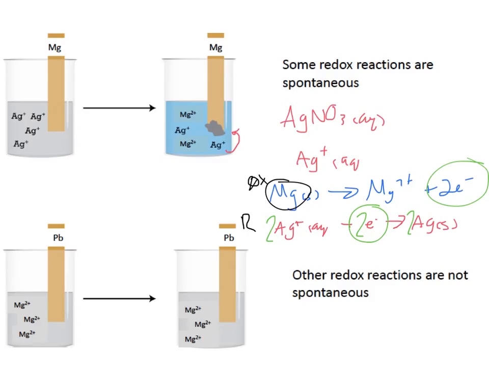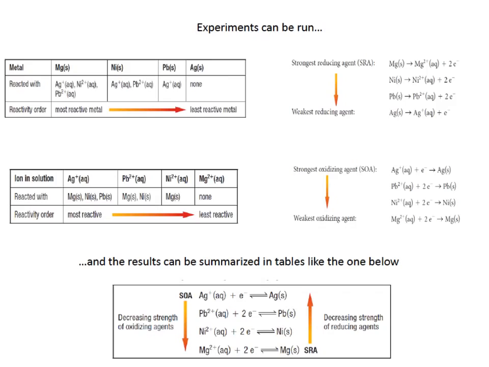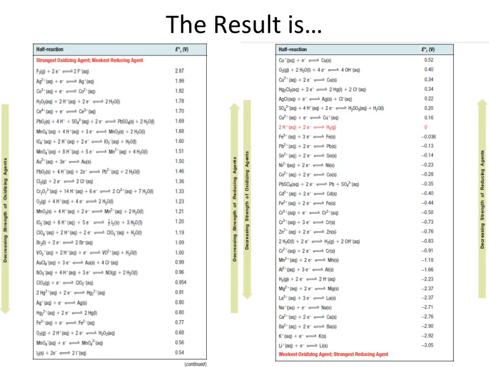But in the case of putting lead in Mg2+, for example, we see that no reaction happened. This has to do with how readily something wants to be reduced or how readily something wants to be oxidized. We've done a bunch of experiments in the past, and we've grouped things into strong reducing agents, aka they want to be oxidized, and strong oxidizing agents, aka they are reduced, so they gain electrons. We put this together to create the standard reduction potential table.